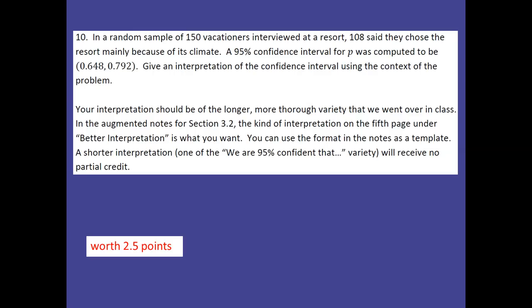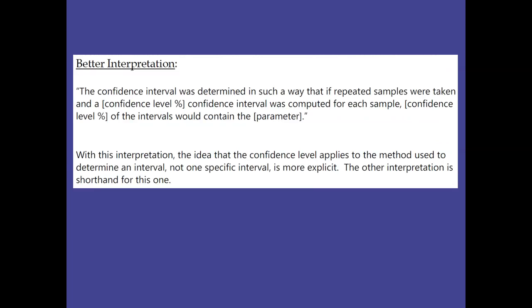It's on the 5th page of the section 3.2 notes. It's in between the asterisk border where it says better interpretation. That's what you want to use here. To be more specific, it's that thing that's in quotes toward the top of the screen right now. If you take that, substitute in the correct confidence level in the 2 appropriate spots, and get the right parameter in there, that will work.